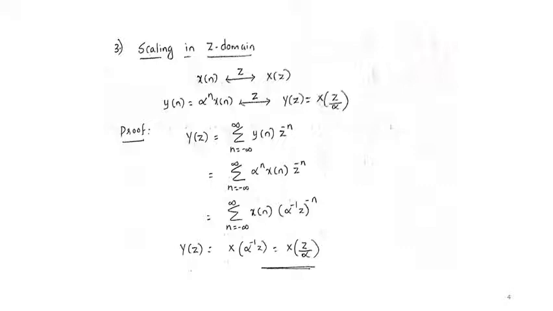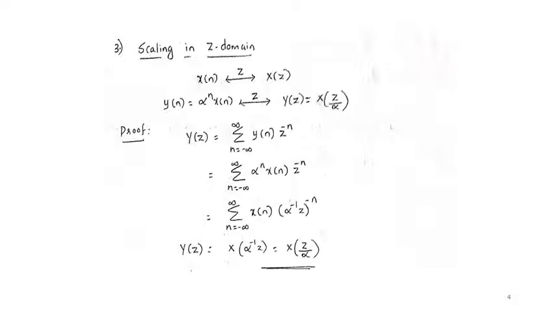Now, the summation from n equal to minus infinity to plus infinity of x of n. Take n as a common term, so alpha inverse z to the power minus n. Now, again, we'll compare this equation with the general equation of the transform, that is X of z. So X of z, you know that its transform is the summation from minus infinity to plus infinity of x of n z to the power minus n. So instead of z, here you are having alpha inverse into z. Right?